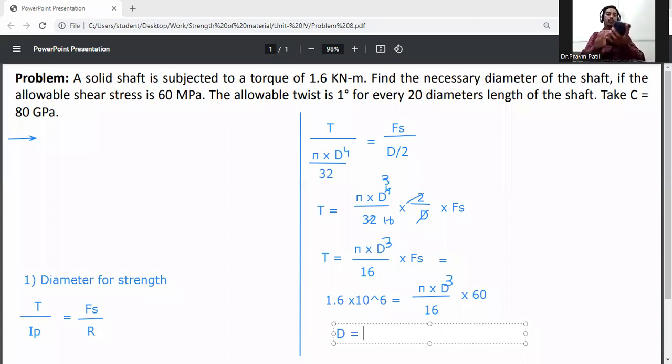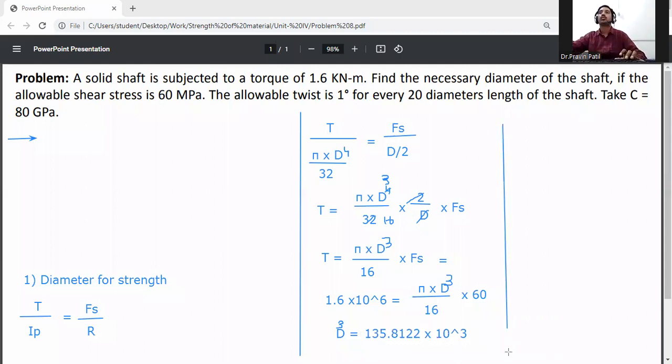D cube is equal to 1.6 into 10 raised to the power 6, take 16 to this side, 16 divided by pi into 60. D cube is equal to 135.8122 into 10 raised to the power 3.